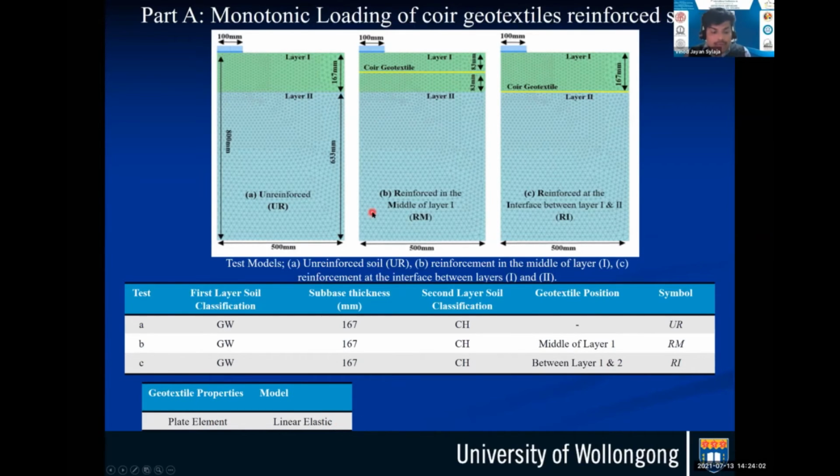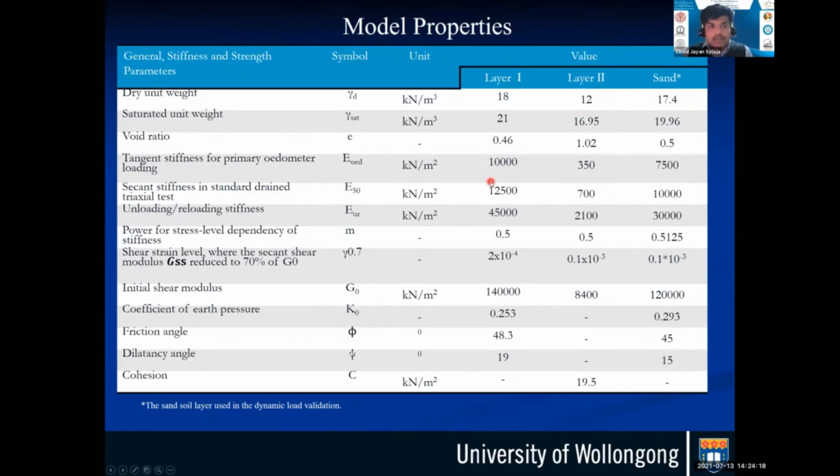And for the soil, we have gone for a hardening soil model with small strain stiffness, so that we can capture the variation of the modulus with respect to the shear strain, which is critical for the dynamic analysis. I'm not going into the details of the soil properties here.